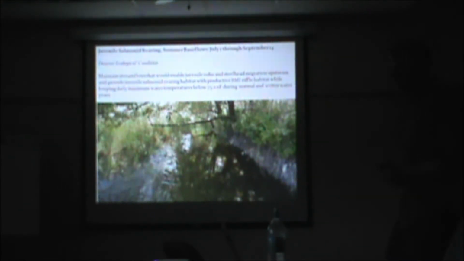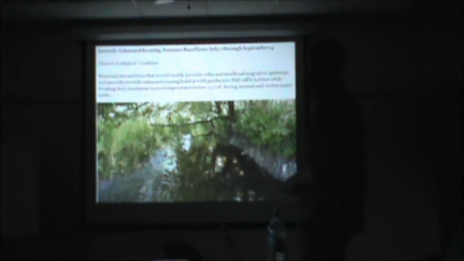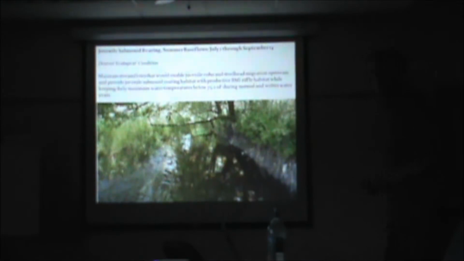Our goal in the summer was to enable juvenile fish that wanted to migrate upstream, because thermal conditions may be too high. We wanted to provide juvenile habitat for them to migrate, and we wanted to provide for the fish that were going to rear in the canyon throughout the summer productive riffle habitat for BMI growth, and try to keep water temperatures below what we believe to be fatal for juvenile salmonids.